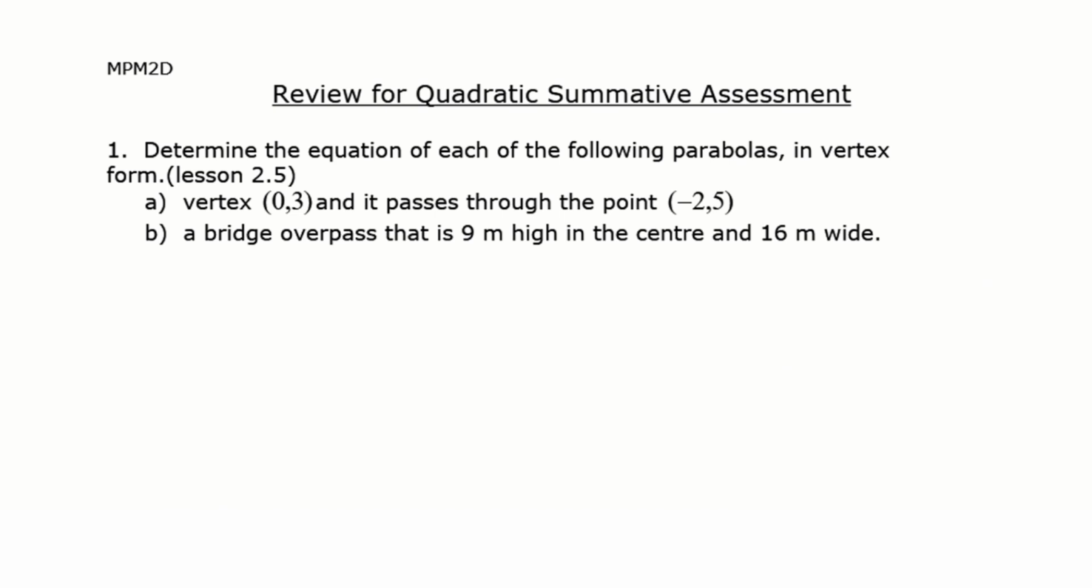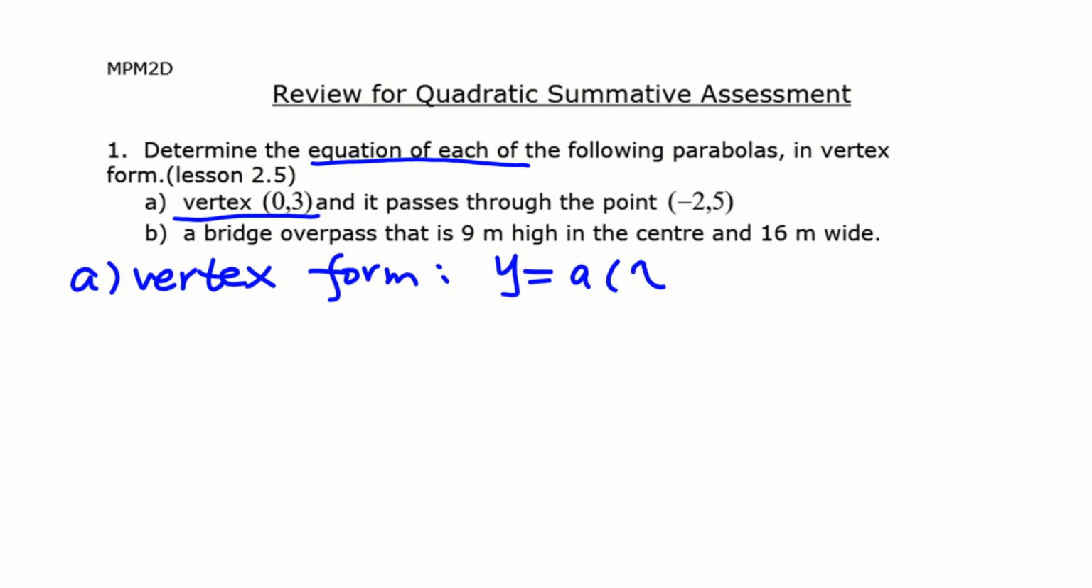This is a review of quadratic sample assessment. So for this one, it asks you to find the equation. Then you are looking for a vertex given. Then you want to use the vertex form. So vertex form is y equals a bracket x minus p bracket square plus q.